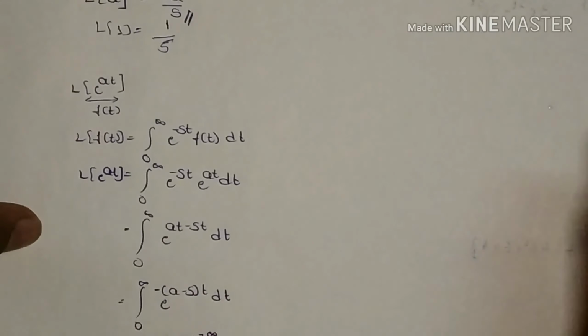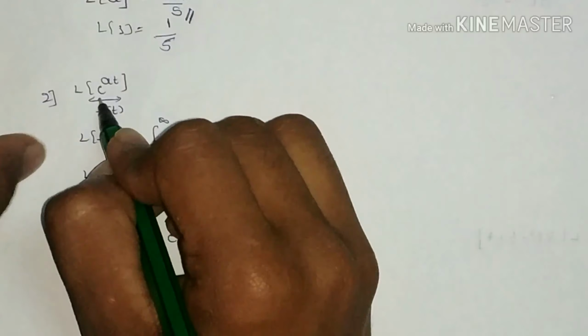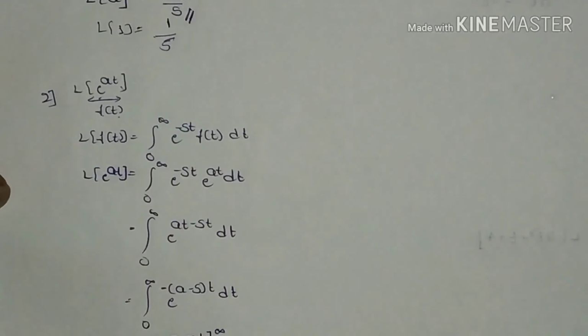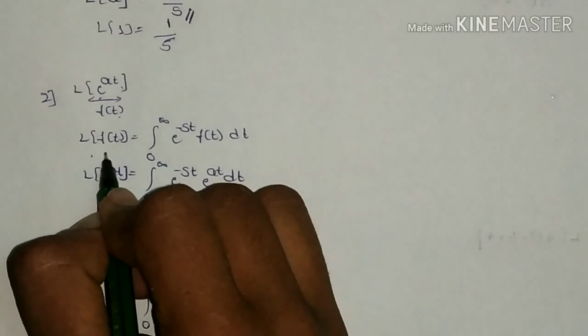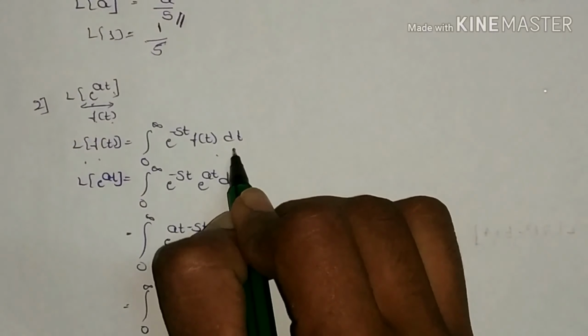And next one, second one, Laplace transform of e raised to at. Here e raised to at is the f of t. According to the definition, Laplace transform of f of t can be written as integrating from 0 to infinity e raised to minus st into f of t with respect to dt.